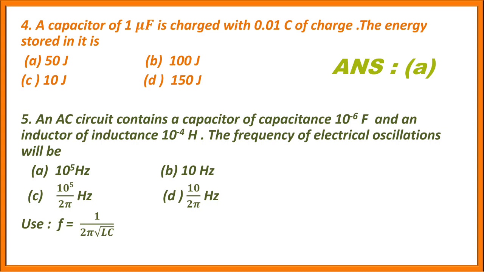Question number 5. An AC circuit contains a capacitor of capacitance 10 to the power minus 6 farad and an inductor of inductance 10 to the power minus 4 Henry. The frequency of electrical oscillations will be. Now here you can go through the hint. The correct answer here is option C, 10 to the power 5 by 2 pi hertz.